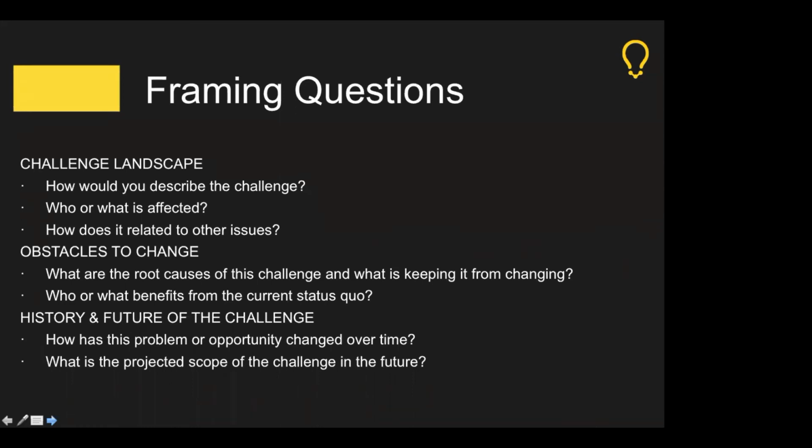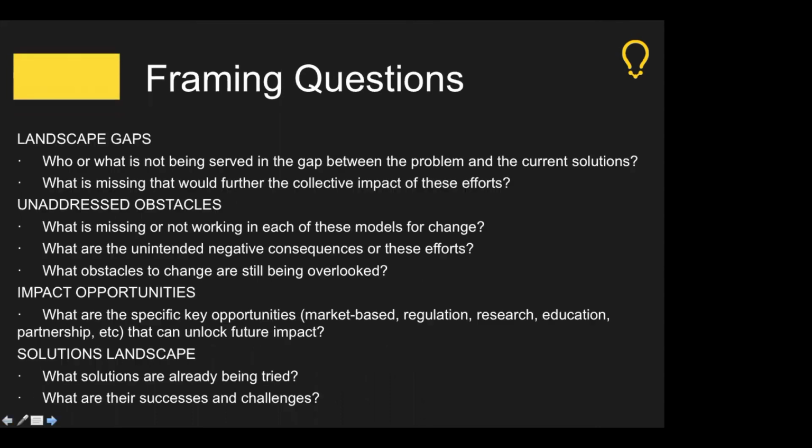History and future of the challenge. How has this problem or an opportunity changed over time? What is the projected scope of the challenge in the future? As you look at the landscape gaps, who or what is not being served in the gap between the problem and the current solutions? What is missing that would further the collective impact of these efforts?